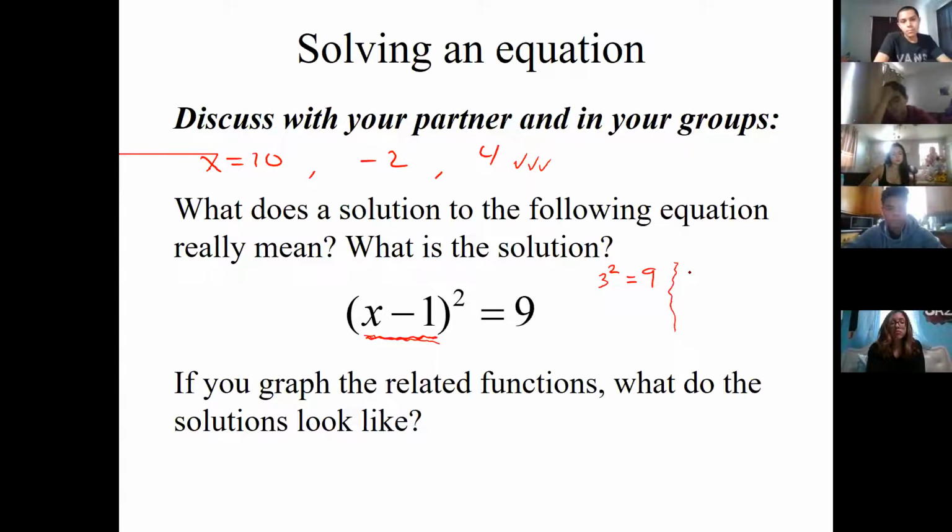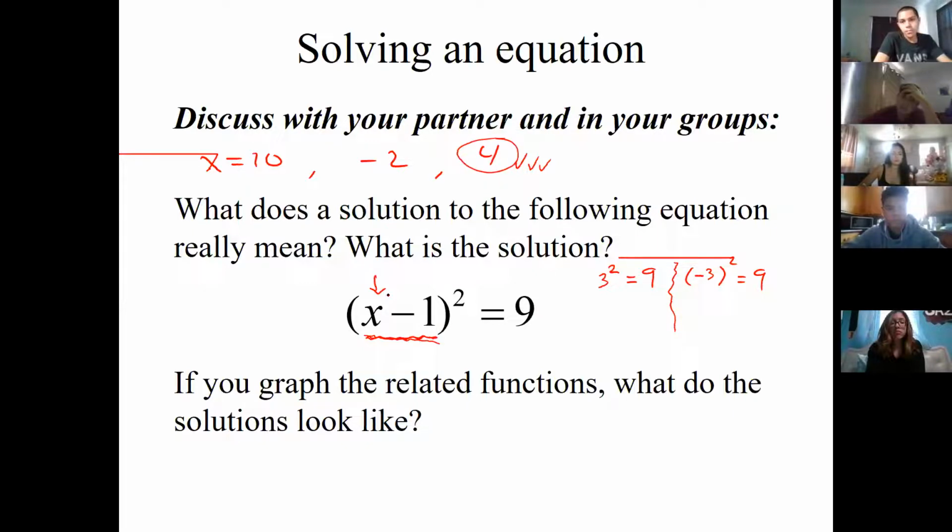Negative. -3. So -3 squared also equals 9. So then I know that this number, when I subtract 1, has to be equal to 3 or -3, right? So without even doing any real algebra, just thinking in my head, I know if x is 4, 4 minus 1 is 3, and 3 squared is 9. So 4 is a good answer.